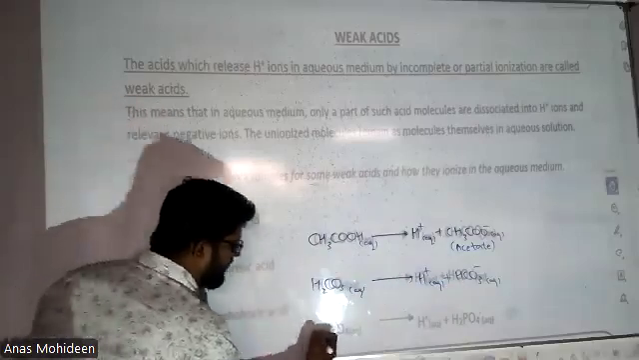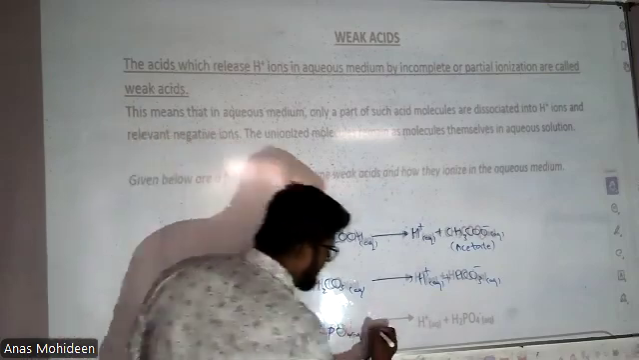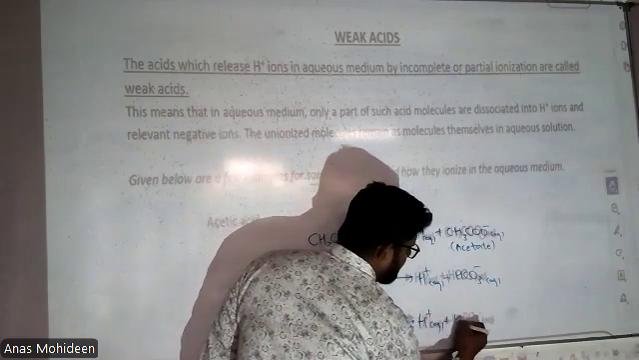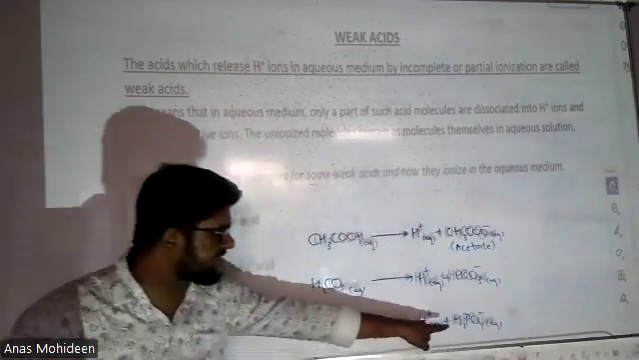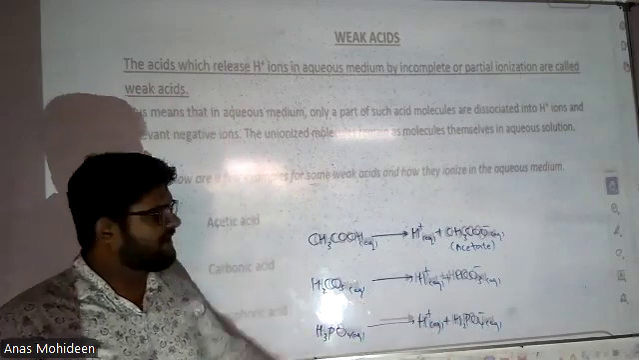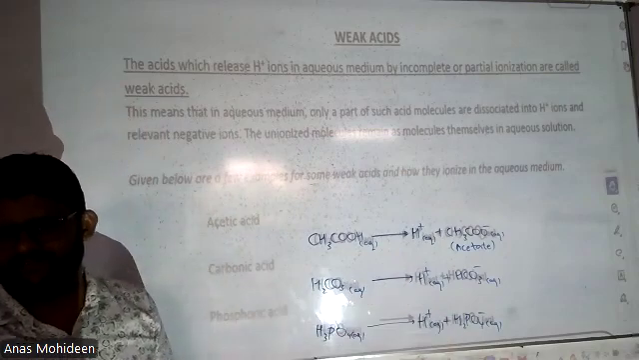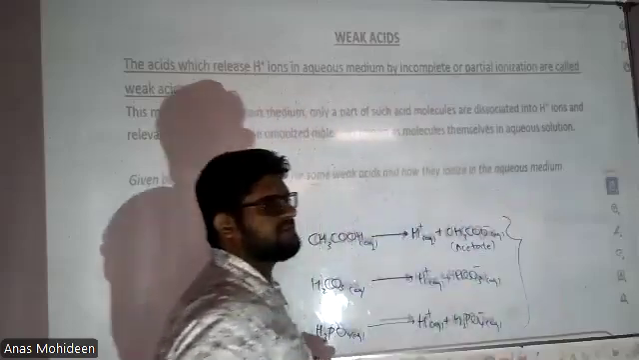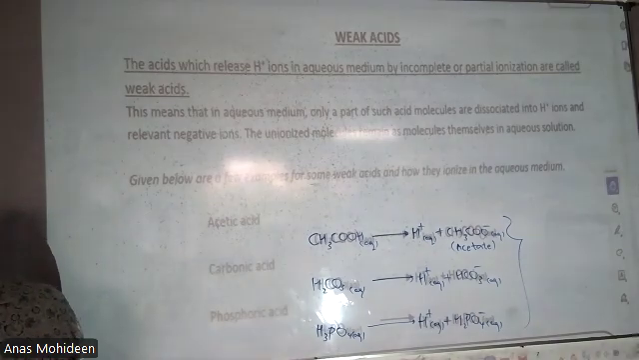Weak acid. And phosphoric acid, H3PO4. These are the examples that usually come in the exams. It releases hydrogen plus and H2PO4 minus. Here also you can see hydrogen is not completely ionized. Partial ionization, fractional ionization, this is called weak acids. Is that clear? Okay. So mark there: hydrogen ions are partially ionized.